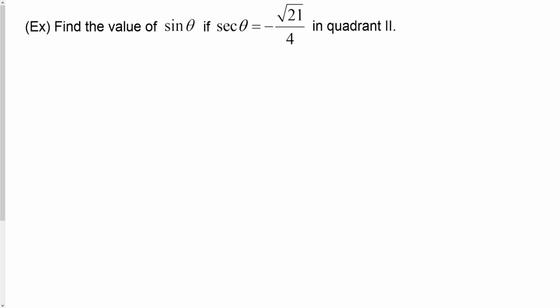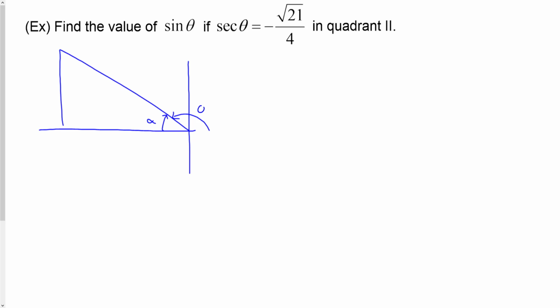Find the value of sine theta if secant theta equals negative square root of 21 over 4 in quadrant 2. Now, the sine and secant don't necessarily have a trig function identity that relates the two, but you can always solve these types of equations using right triangle trigonometry, which just means that's what we have to do in this case. So in quadrant 2, I'm just going to draw a triangle in quadrant 2. I'll call this angle theta and this alpha, just make it a reference angle.